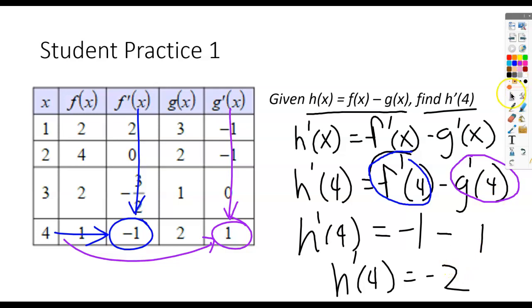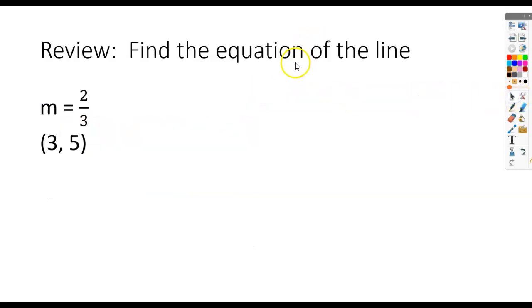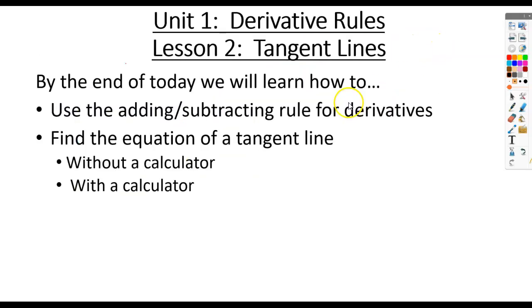Okay? And so that's how we can use the sum and difference rule along with tables to evaluate a derivative or find an instantaneous rate of change at a specific point. That's one type of question that we'll look at today. That's the sum and difference rule. So we talked about our objectives today was using the addition and subtraction rule for derivatives. We're done with that. We're going to move on to our second objective for the day, which is finding the equation of a tangent line.